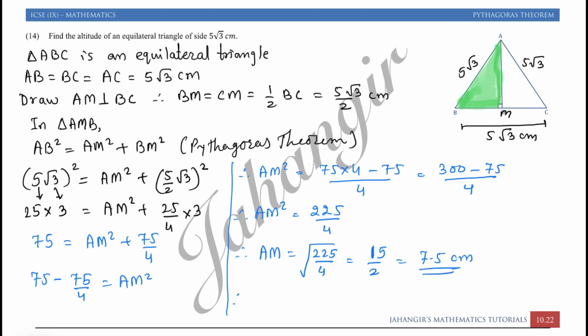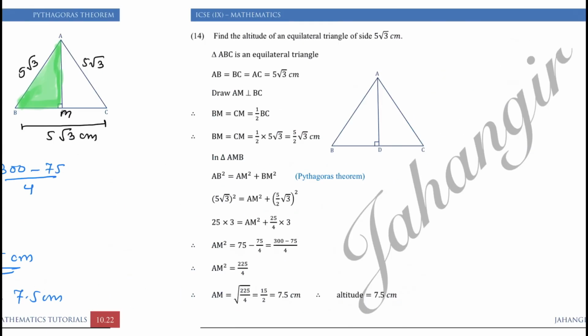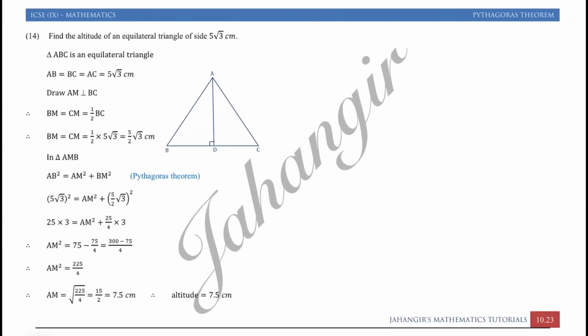So lastly you can write, therefore length of altitude is equal to 7.5 centimeter. You can go through this. Let me correct this altitude as M.